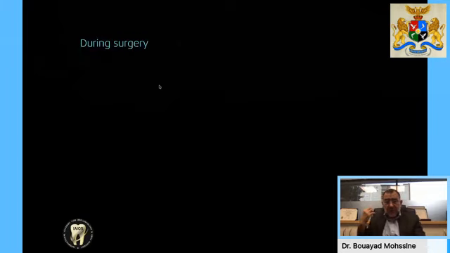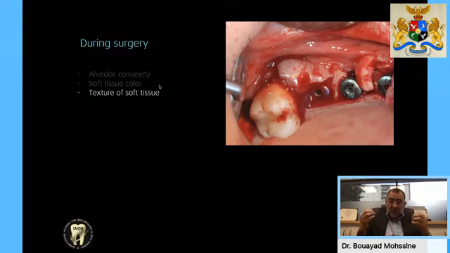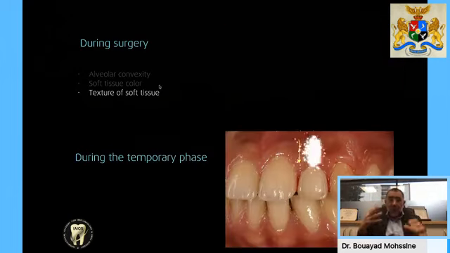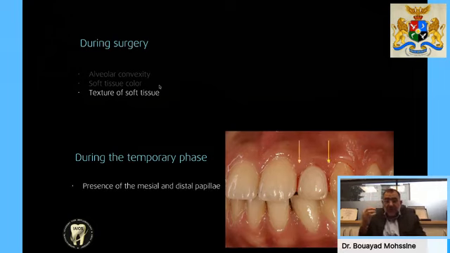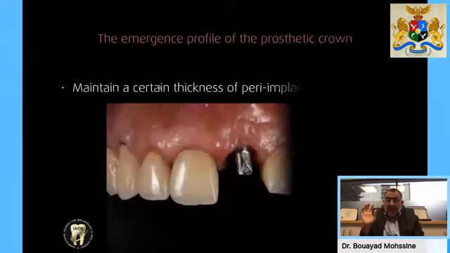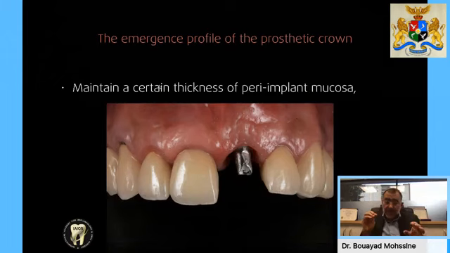During the surgery, we have to preserve the alveolar convexity, the soft tissue color, and the texture of the soft tissue. And during the temporary phase, we have to preserve the presence of the mesial and distal papilla and the alignment of color and the gingival contour, and to maintain a certain thickness of peri-implant mucosa.